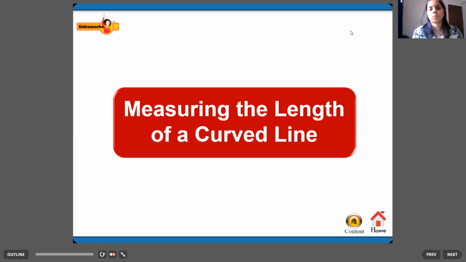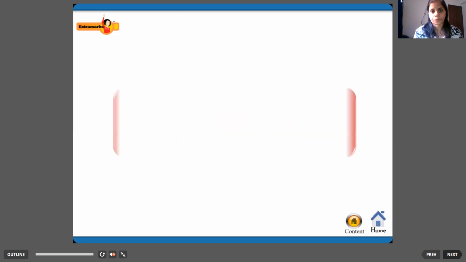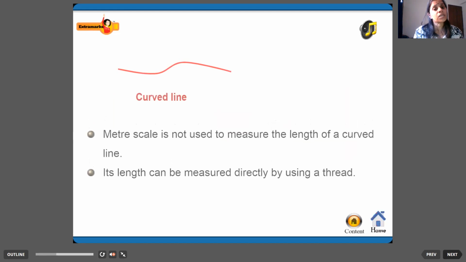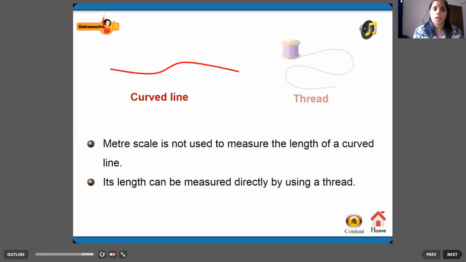Of course, the question may come: no ma'am, we cannot measure the length if it is curved with the help of the meter scale. Then how can we measure it? Let's find it out. To measure the curved line, a meter scale is not used. What do we need? We need a thread to measure the length of a curved line.